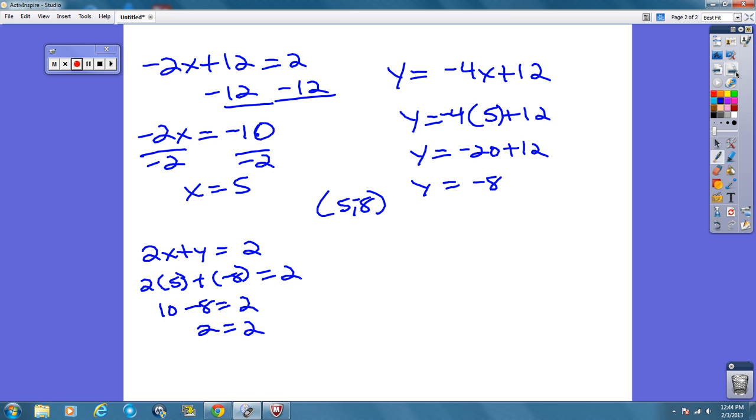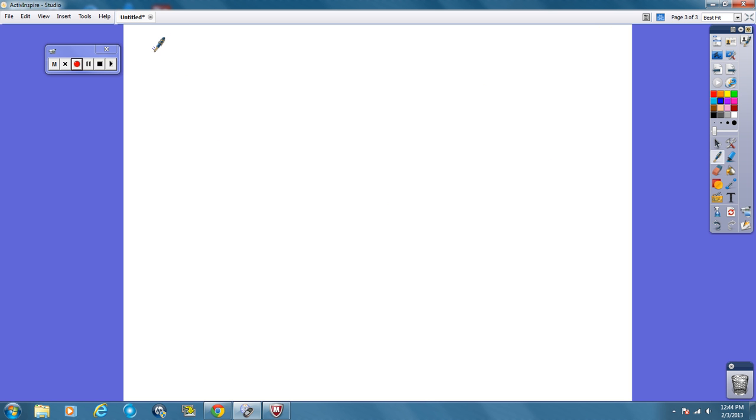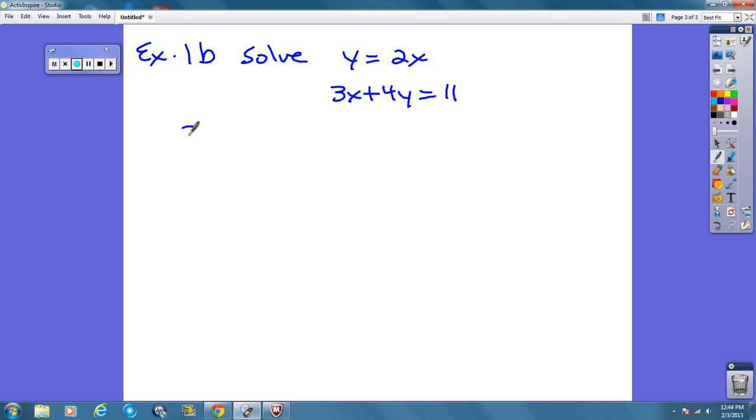So I'm going to go to another screen. And this one is going to be example 1b. And we are going to solve y equals 2x and 3x plus 4y equals 11. Now I know what y is, it's 2x. So now instead of giving you just a number, I'm still giving you an expression, it's just not as long. So I'm going to take 3x plus 4 times 2x equals 11.